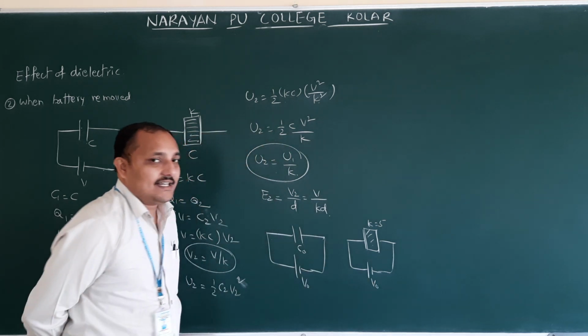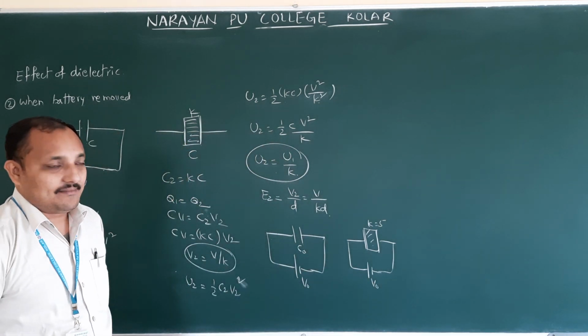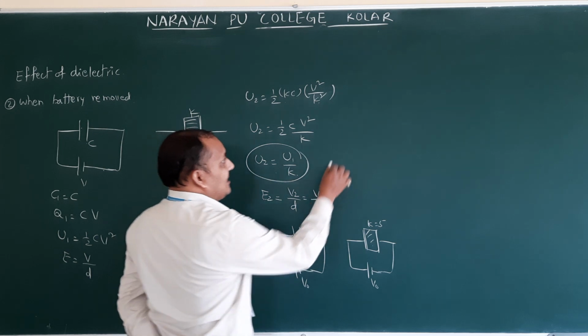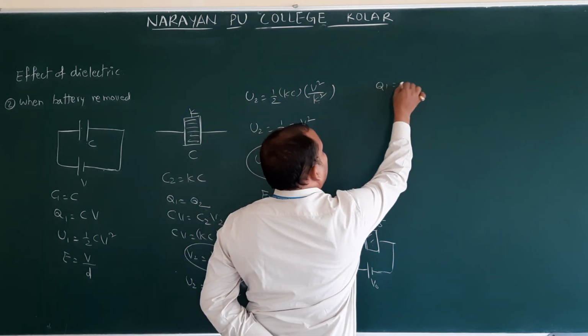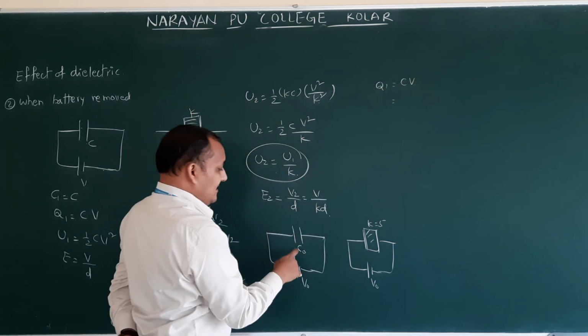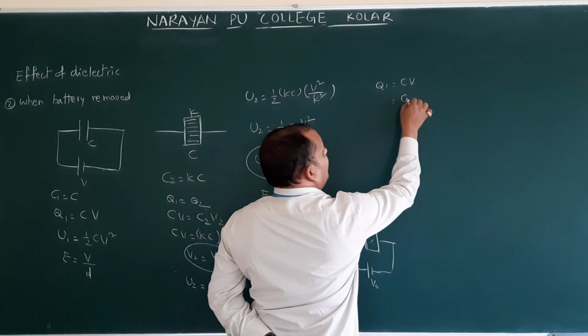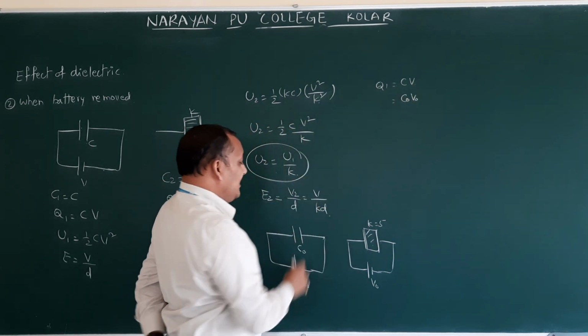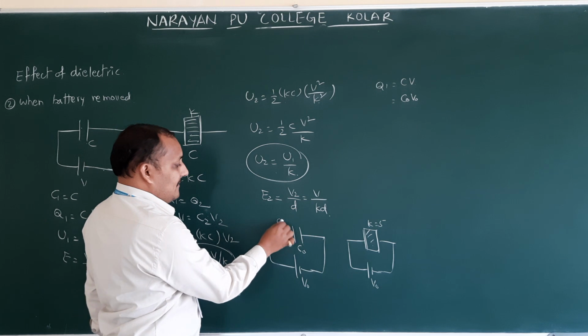So whenever the battery is still connected, the potential is going to become the same, isn't it? Now, what is the initial charge? Q1 is equal to CV. C value C0, V value V0. Therefore C0 V0. This is the initial charge on this capacitor.